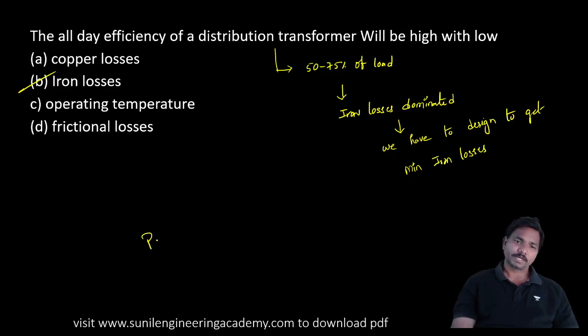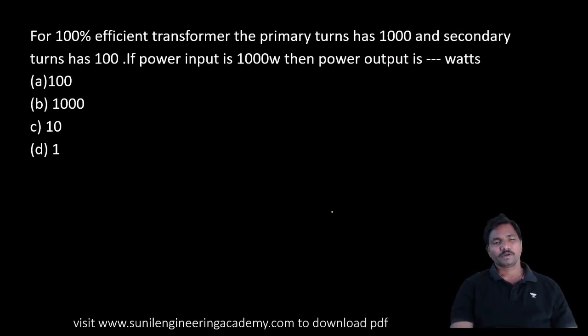In case of a power transformer, efficiency is maximum whenever there is minimum copper loss. How to minimize the copper loss? For 100% efficient, very good question.